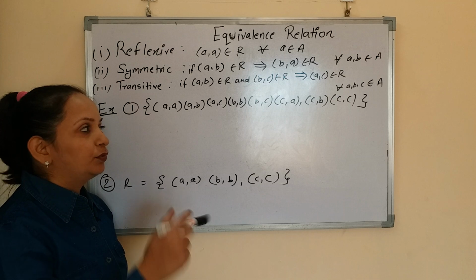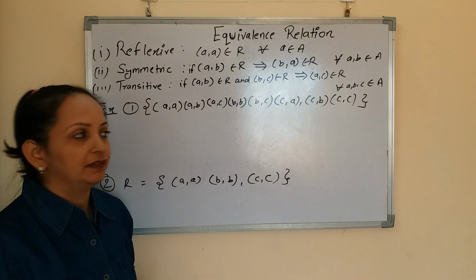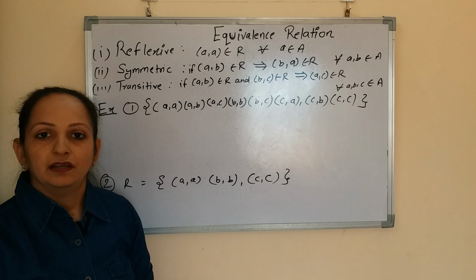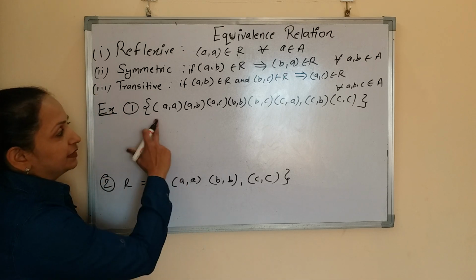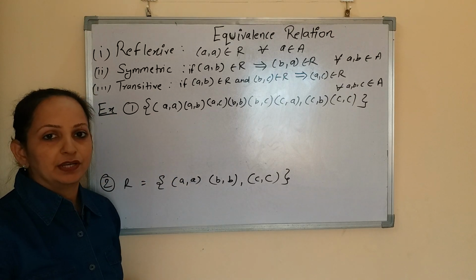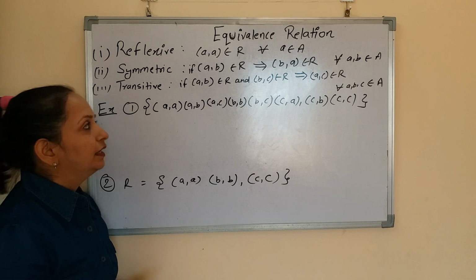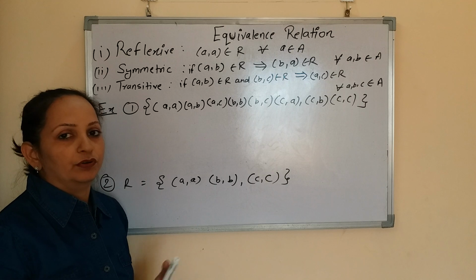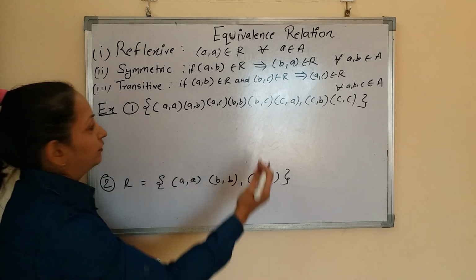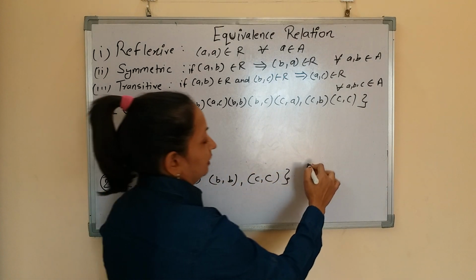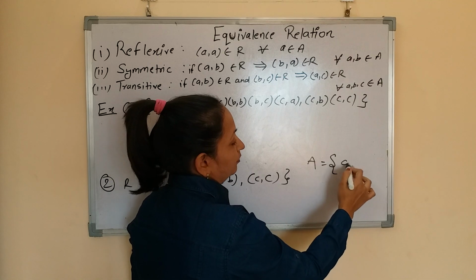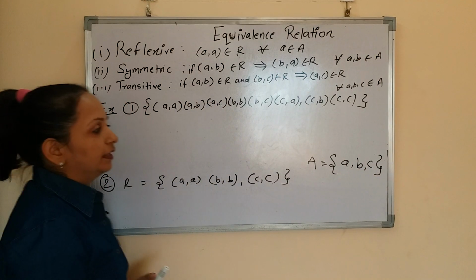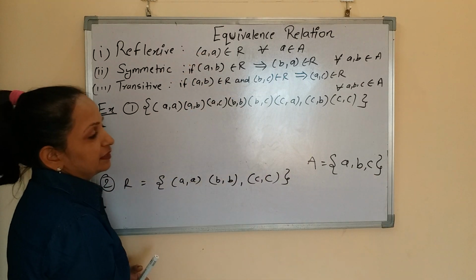So let's move to an example of equivalence relation, and we are going to check if the relation is equivalence or not. This is my first example, and I have to check if it is equivalence or not. Very firstly, I'm going to check if the relation is reflexive or not. For this, I have given a set capital A with three elements, that is a, b and c.